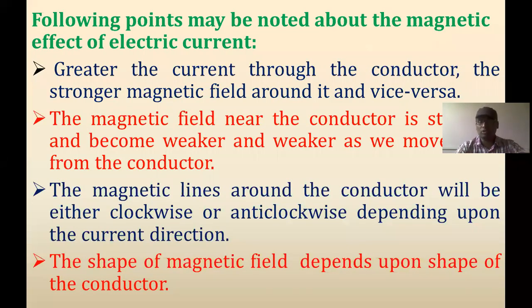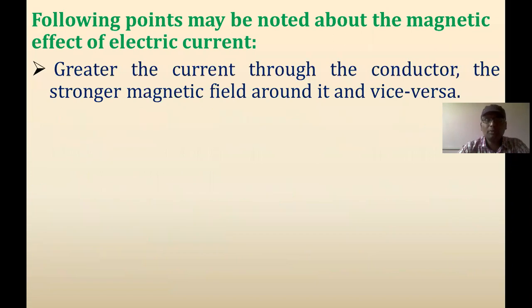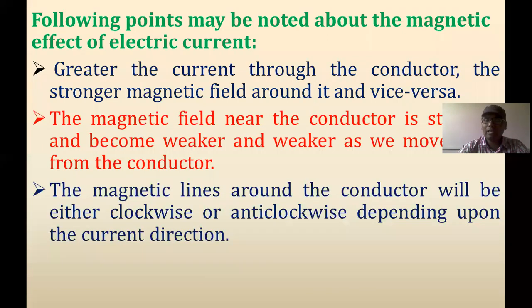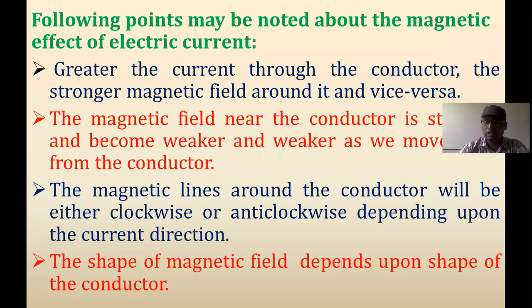So these are the 4 points. Please all of you read all these 4 points, because they are the basis of the further concepts. The first point is that greater the current through the conductor, stronger the magnetic field around it, and vice versa. Second, the magnetic field near the conductor is strong and becomes weaker and weaker as we move away from that conductor. Third, magnetic lines around the conductor will be either clockwise or anti-clockwise depending upon the direction of the current. And the fourth one is that the shape of the magnetic field depends upon the shape of the conductor.